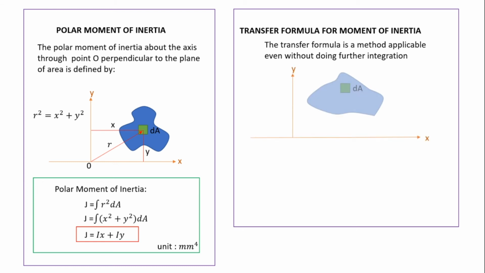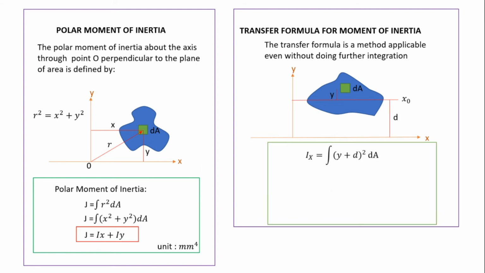So again, we have x and y axis, we have a differential area, and when we need to get the moment of inertia with respect to the centroidal axis, we set here the moment arm y, and here d, and then the moment of inertia with respect to our x-axis, guys, is y plus d, that is its moment arm, squared dA. And then, let's expand. So it becomes y squared dA plus 2dy dA plus d squared dA.